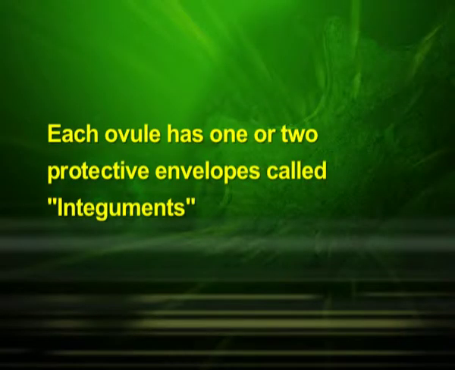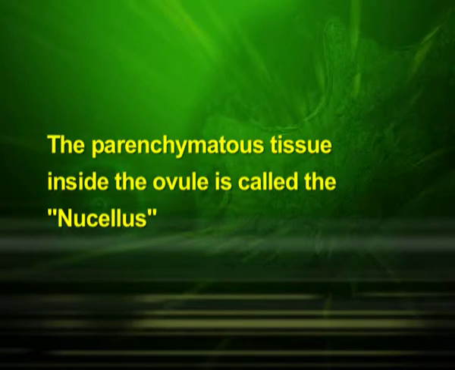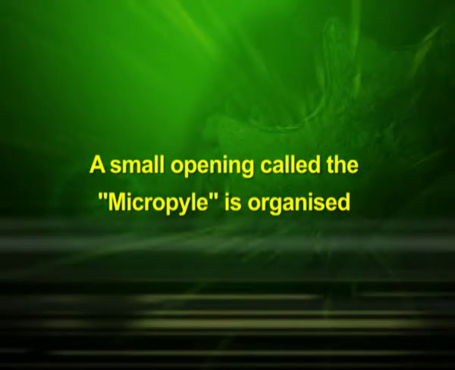Each ovule has one or two protective envelopes called integuments. The parenchymatous tissue inside the ovule is called the nucellus. Integuments encircle the nucellus except at the tip where a small opening called the micropyle is organized.